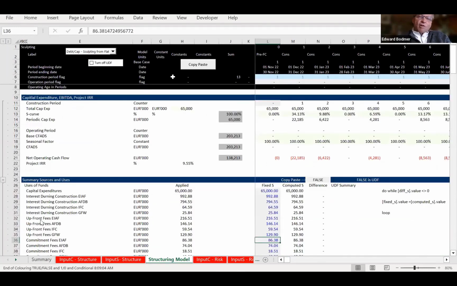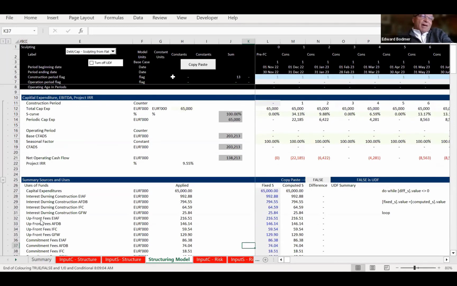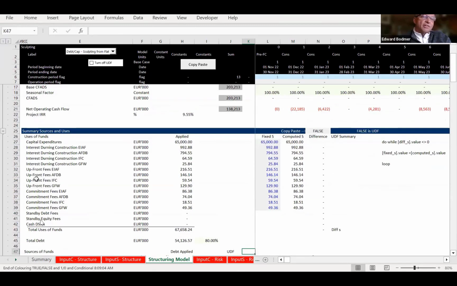There's a structuring model, and we go through the kind of, this is a matter of style, a little bit of capital expenditure and cash flow, and then I put a summary, sources and uses, and we have interest during construction, fees and commitment fees, and a debt service reserve account. And this is what causes the first circular reference, not the last, that's for sure, just the first, related to funding, and that's the one we'll show you a little bit about.